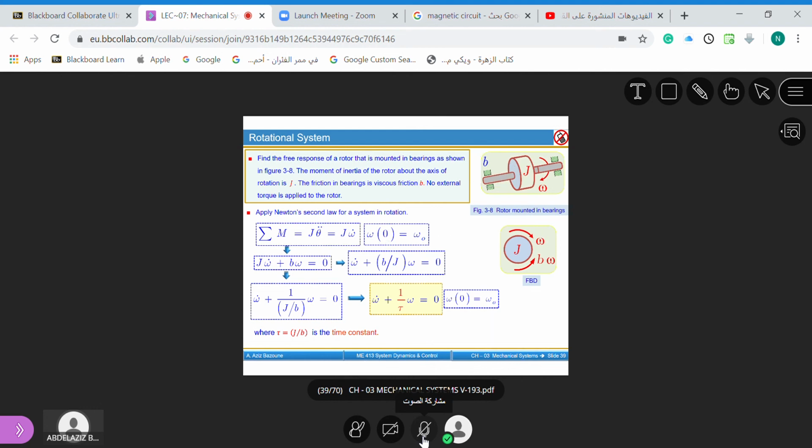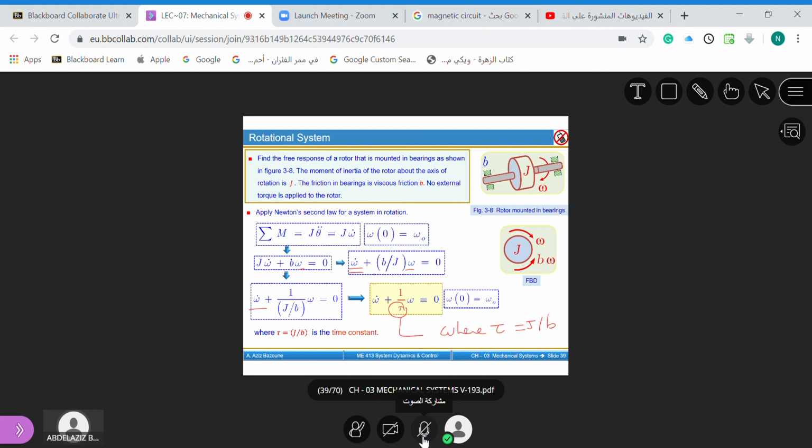Now, if we look at the equation, how did we find it? We found the equation in this form: J omega dot plus B omega is equal to 0, or we can divide by J and write it in this form: omega dot plus B over J omega is equal to 0. Or further, omega dot plus 1 over tau omega is equal to 0, with omega 0 as the initial condition. This tau is called the time constant, where tau is equal to J over B.